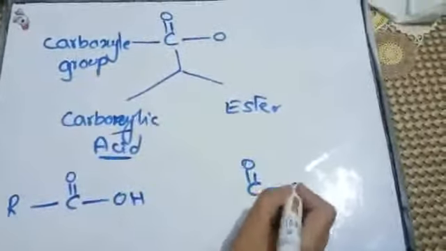In case of ether we are having two alkyl radicals which are attached with each other through oxygen. These alkyl radicals could be the same or different. That's it.